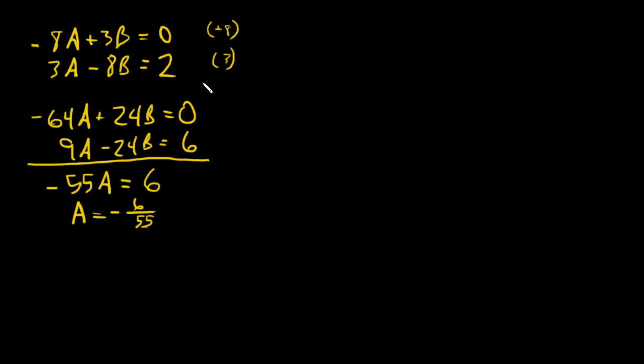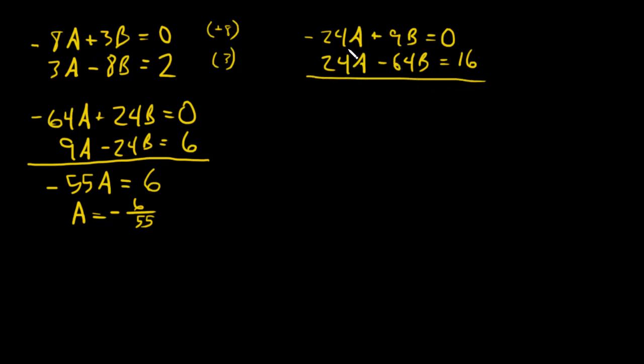I'm just going to eliminate A's though by multiplying both of them by kind of the opposite, saying 3 and 8. So if I do that, I'm going to wind up with negative 24A plus 9B equals 0, and then 24A minus 64B equals 16. And so now when I drop them out, I'm going to wind up with negative 55B equals 16. So B is equal to negative 16 over 55. Again, can't do anything to make that more compact.